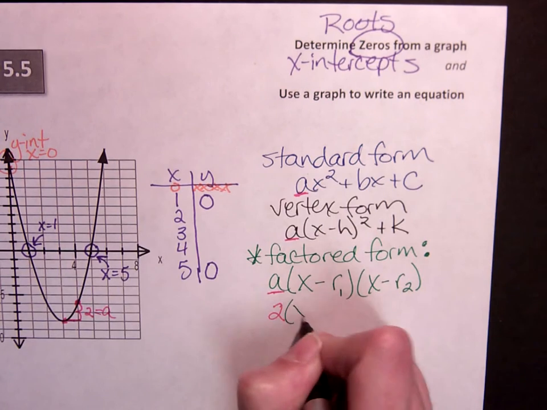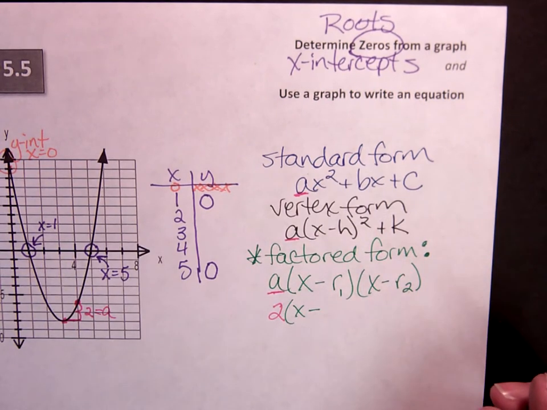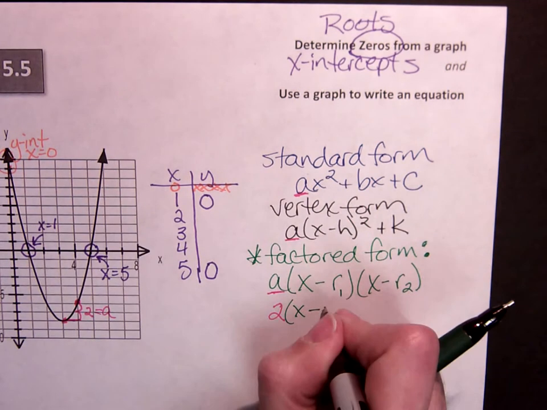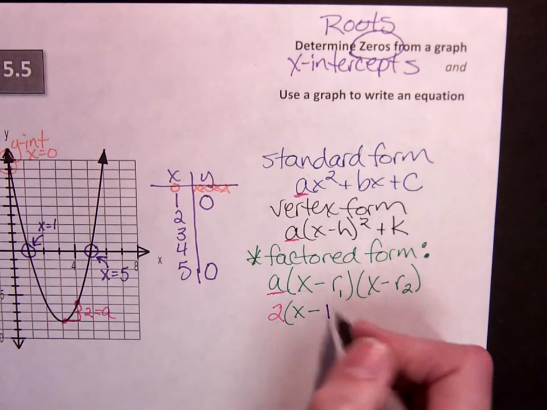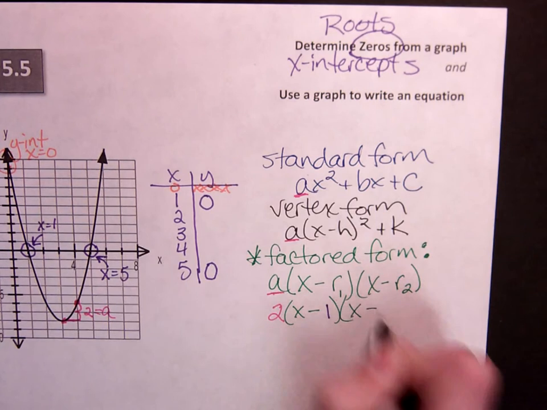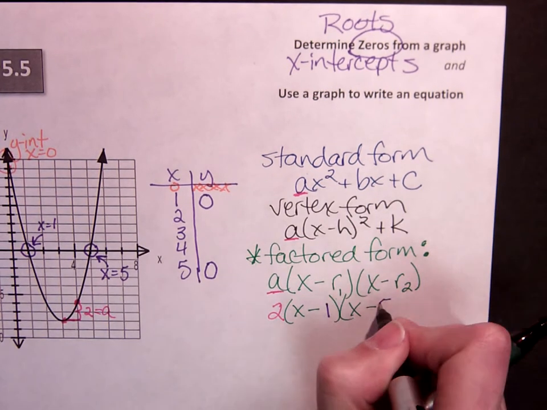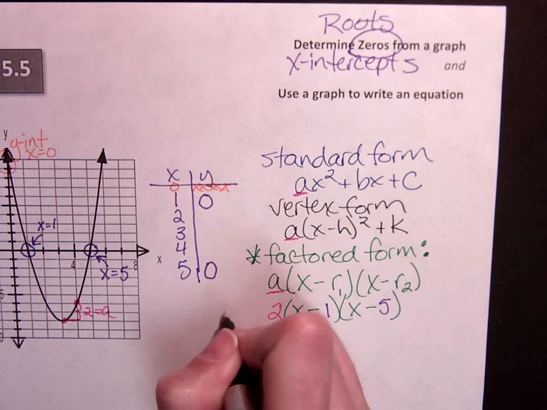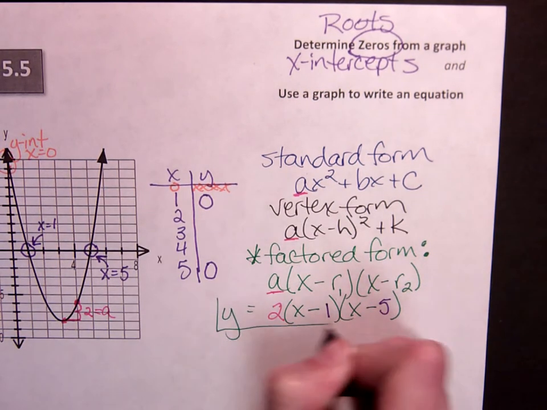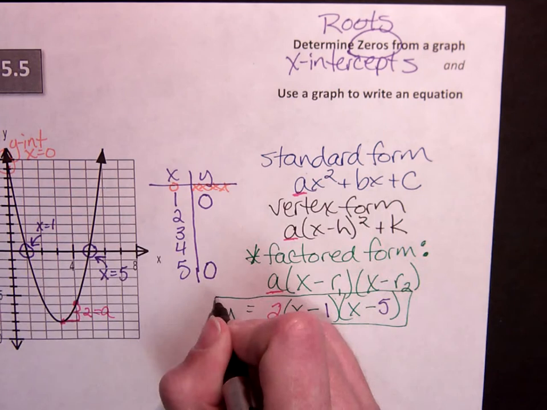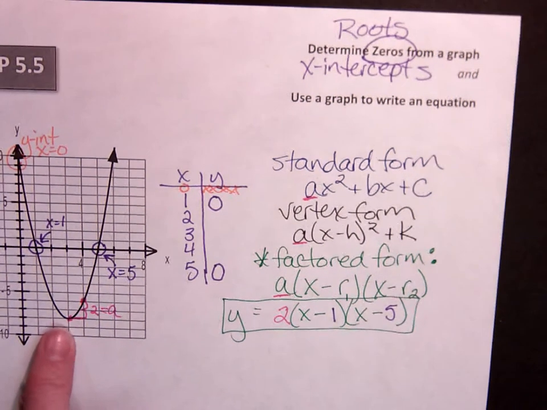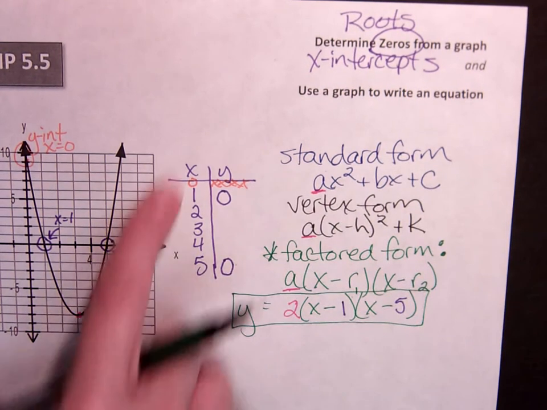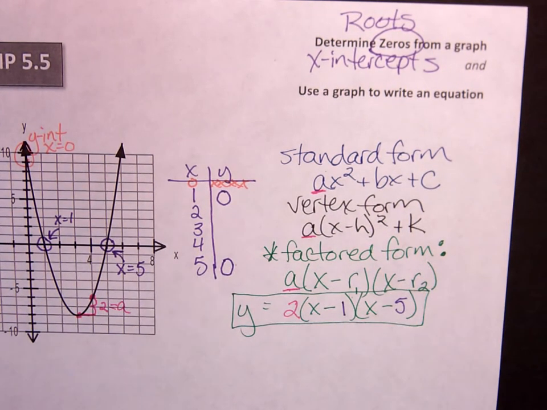And keep x minus. My first root that I came across over here was 1. X minus the second root was 5. This is factored form of this graph. If I type that into my calculator, I'm going to get this graph. I'll be able to verify everything from the table. Okay.